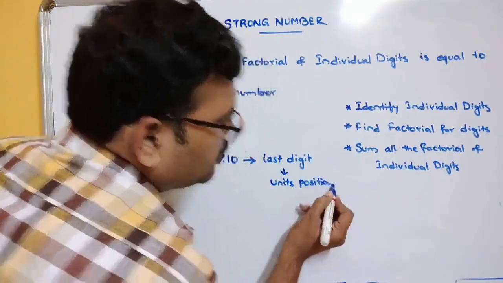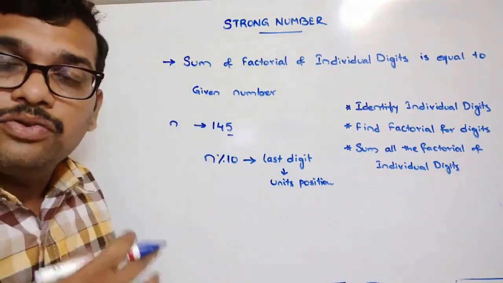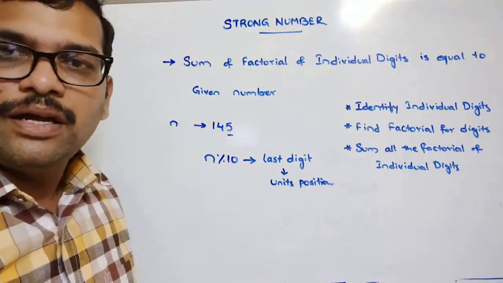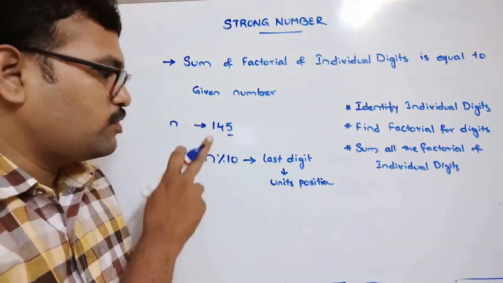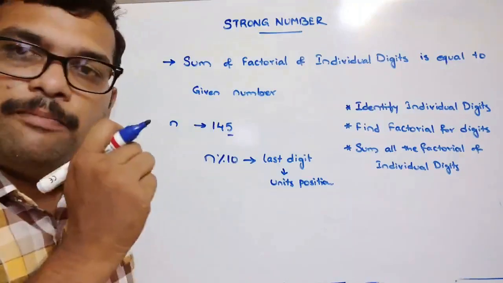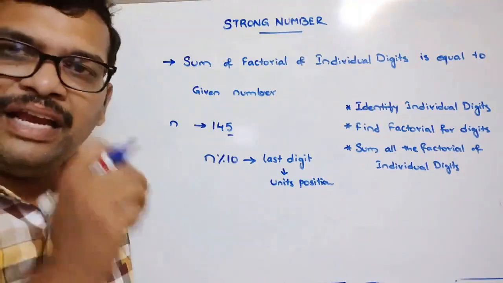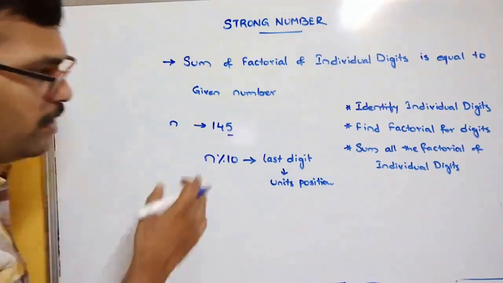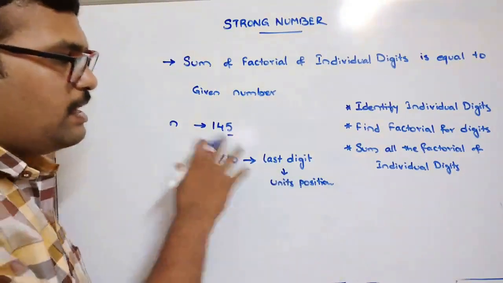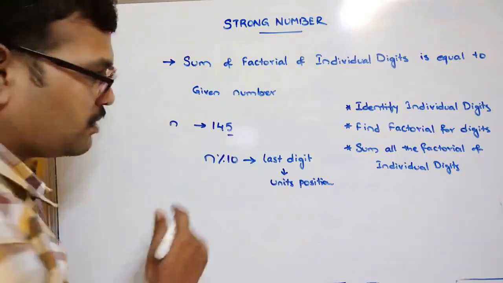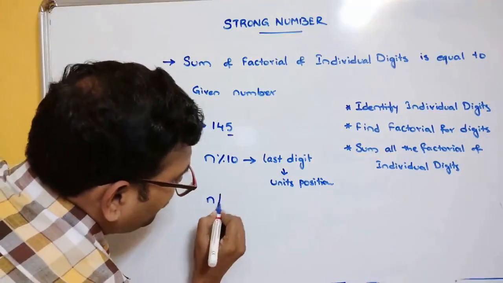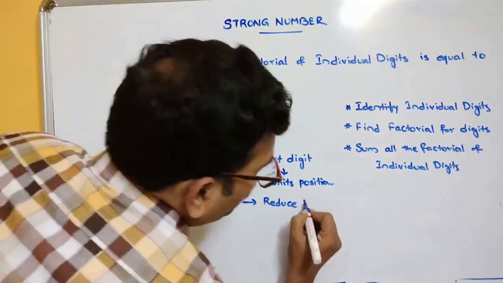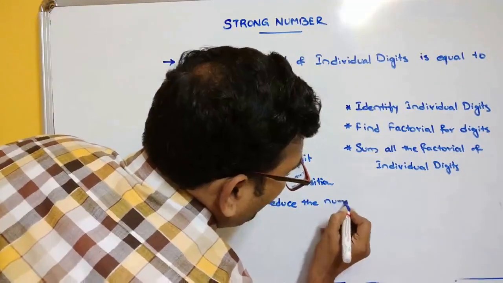So just remember this one, because if you are trying to solve the palindrome program, Armstrong program, or number reverse, this will be useful. So n mod 10: if you apply the mod operator to any number, you will get the units position. And in order to reduce this number, use n divided by 10 to reduce the number.